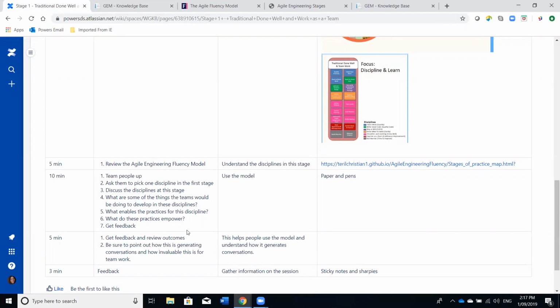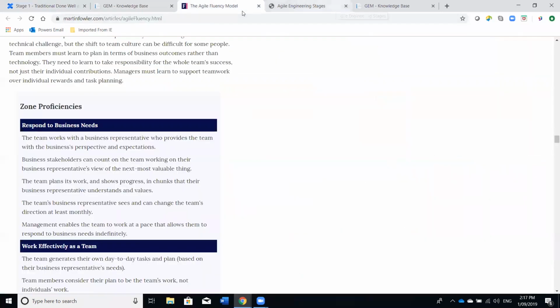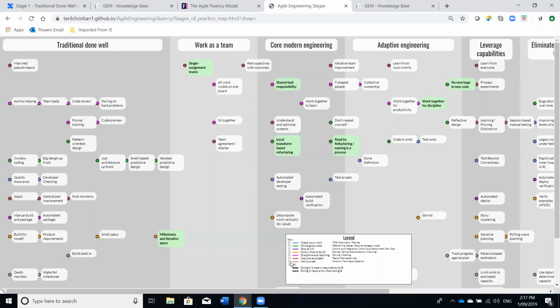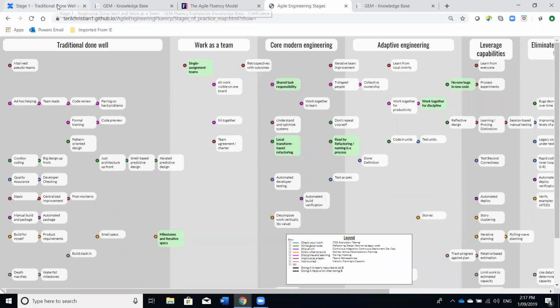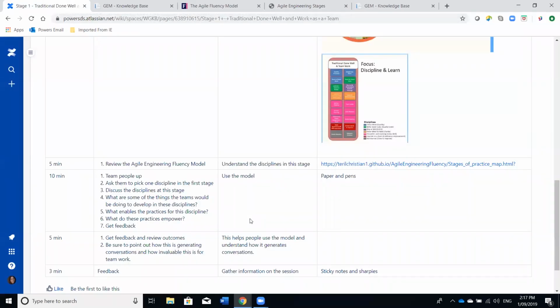Ask them to pick one discipline in the first stage. So I think all the disciplines are present in the first stage. And maybe you might want to spend some time just talking about what are these disciplines? Why are they important? That's really what we want to get to, right? So what is each discipline? I think all of them are in the first stage. I don't see any missing per se. So they're all here. Maybe you want to give each team a discipline or let them self-select. It's completely up to you how you do that. And then you want to ask them to discuss the disciplines at the stage.